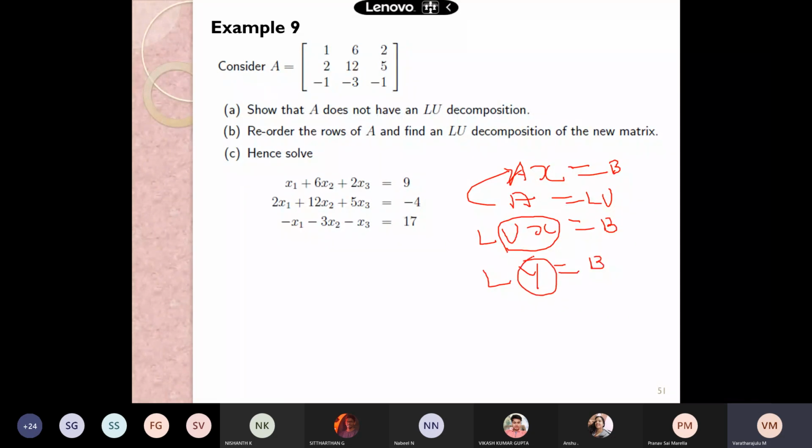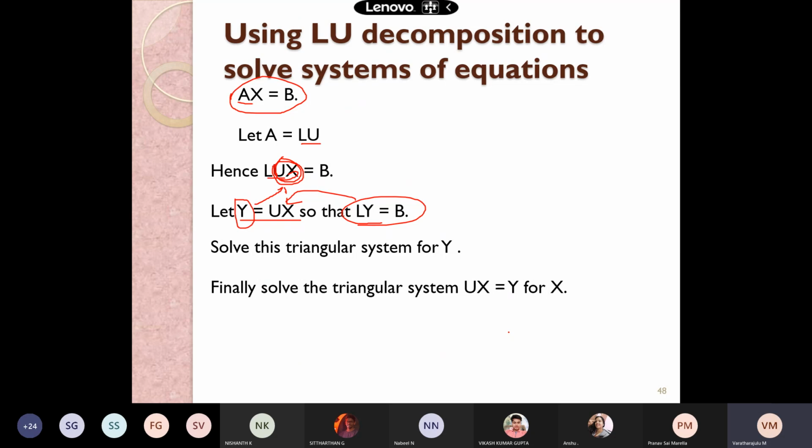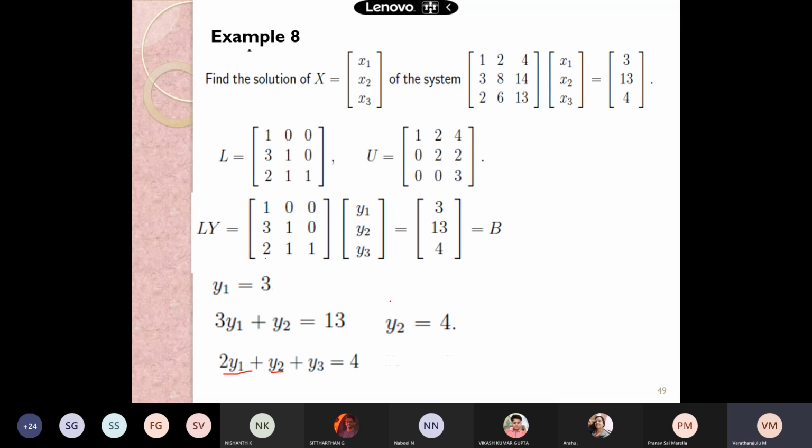Once Y is known, what can we do? UX is equal to Y, which gives the results for the various X. Here the assumption is let Y is equal to U into X. By viewing, this can be very easy, but only during solving you can get the difficulties. Okay, this is the result of example 8.